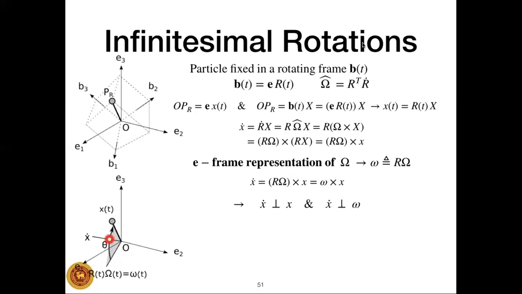Omega cross X is equal to the velocity. That is what this says. Omega, this arrow, in the E frame, cross product with this arrow, which is the representation of the point in the E frame, gives you the velocity of that point. So that is very interesting.